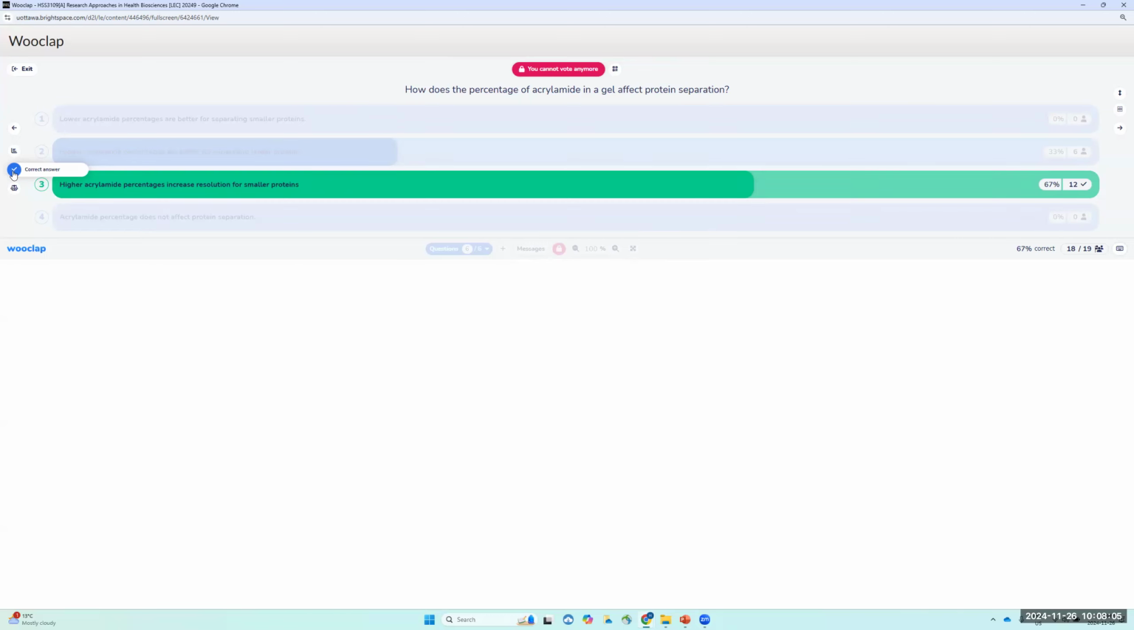Higher acrylamide percentage are good for separating larger protein. No. Be careful. Majority of you said the right answer, which is 67%. Great. For those who said higher acrylamide percentages are better for separating larger protein, the higher the percentage, the more difficult for the larger protein to pass through it. So that's not going to be the correct answer. Here's the correct answer for you. Let's go next.